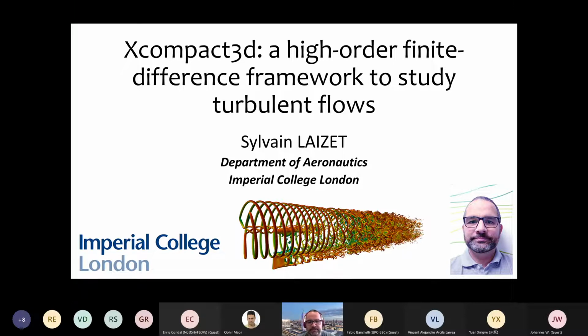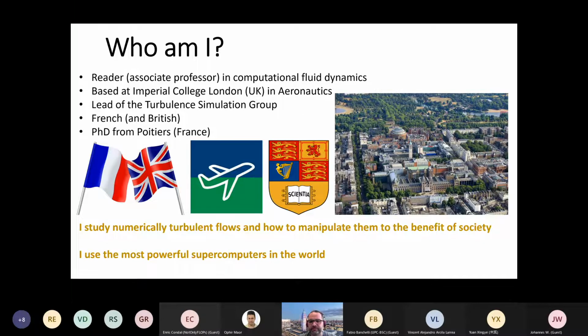I'm based in the UK at Imperial College in London in the Department of Aeronautics. A little bit of background information about me. I am a reader, or its equivalent to associate professor, in computational fluid dynamics. So as I said, I'm based at Imperial College London, and here you have a nice picture of the Imperial College campus based in South Kensington, very close to Hyde Park. I lead the turbulence simulation group. I am French. I also have a British passport.